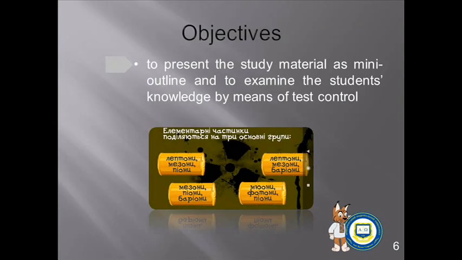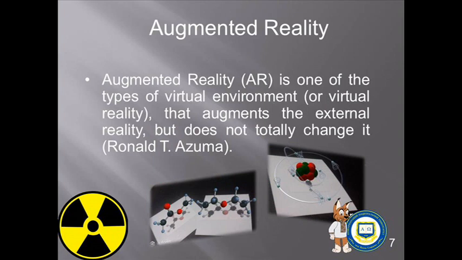And the study material was presented as a mini outline. The main features of augmented reality are integration of both real and virtual objects in the natural environment, real-time operation, interactivity, and equalizing the specifics of real and virtual objects.